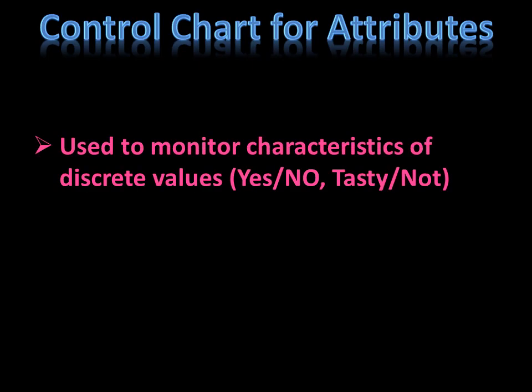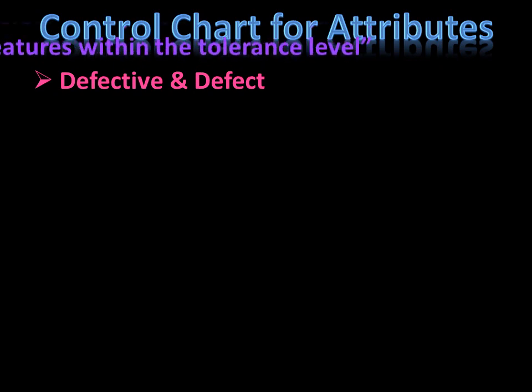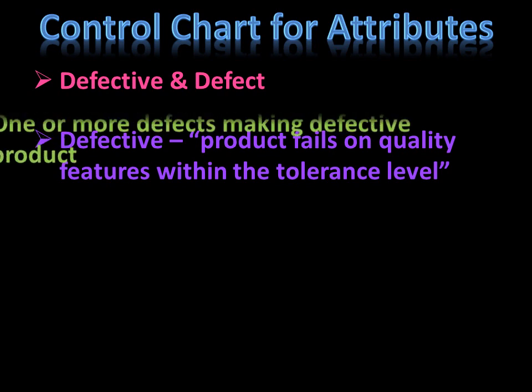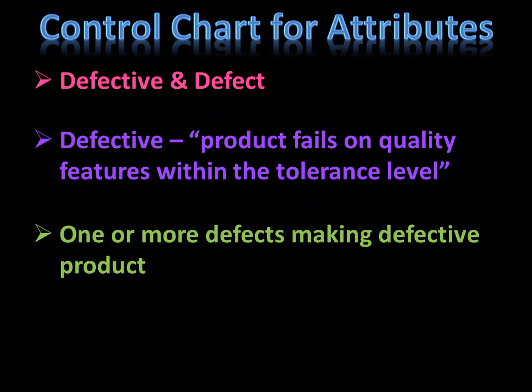The second main type is control chart for attributes. These charts are used to monitor characteristics that have discrete values and can be counted. Often they can be evaluated with a simple yes or no decision. Examples: color, taste, etc. Maybe to judge whether an apple is good or rotten, or tasty or not. We can draw two charts for attributes. One is based on defective and the other is defect. The defective means a product which fails on quality features within the tolerance given. One or more defects make the product defective.